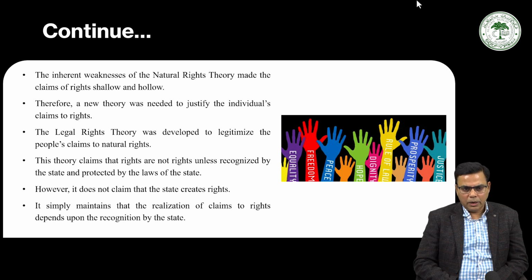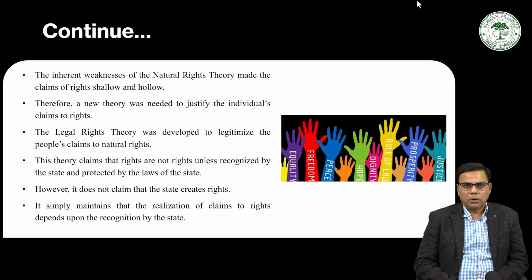The legal right theory claims that rights are not rights unless recognized by the state and protected by the laws of the state. You see, this is a very important development, because what happens when the state has been established? If we believe in the social contract theory, then what is the purpose of the state? It is to provide security to people and to promote their happiness.